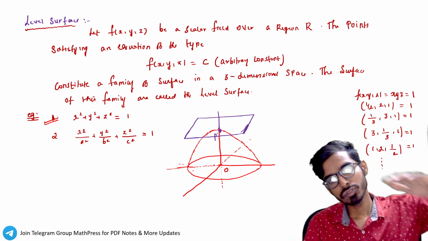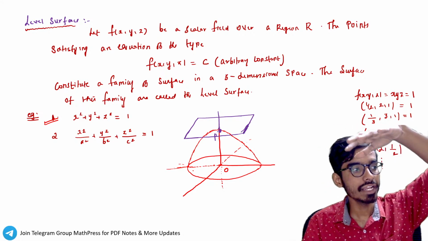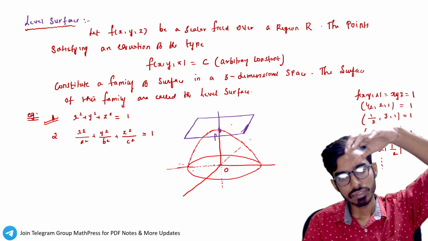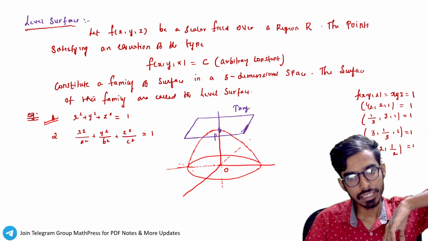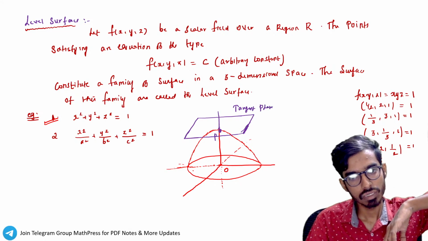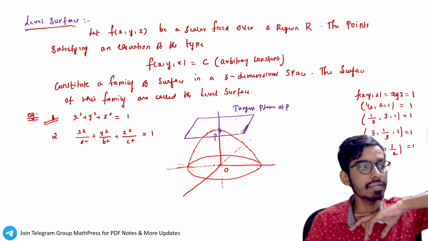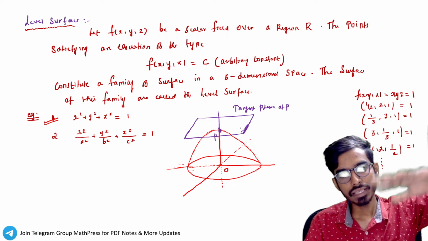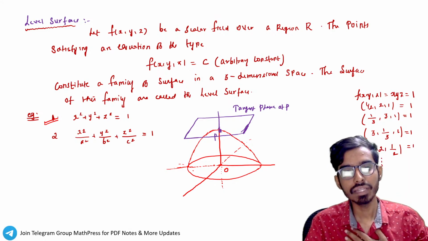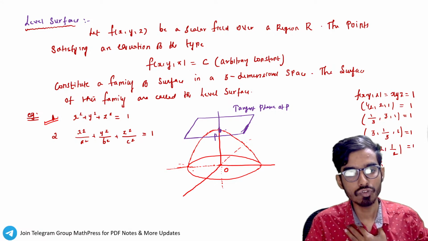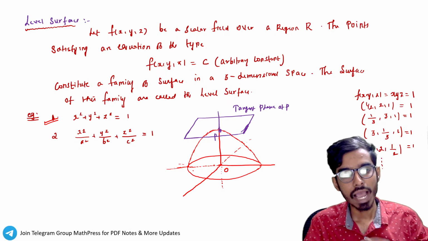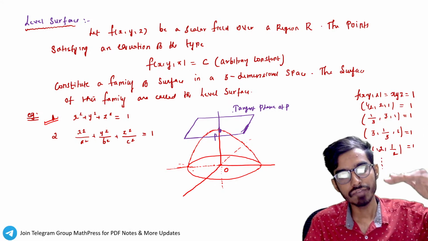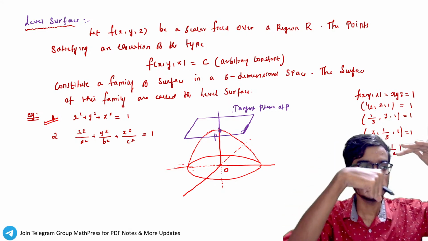You just see this in top view, right? We are going to find the equation of this plane. This is the tangent plane at P. So we are going to find the equation of this plane. This is what our next aim is: to find the equation of the tangent plane at a point P to the level surface. So we have a level surface like this.